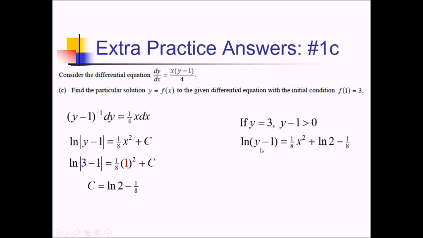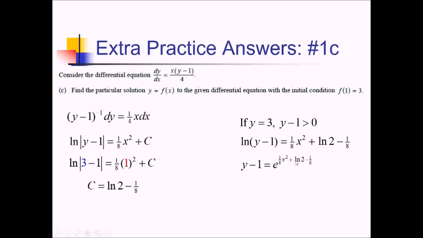Almost done. We still need to get y by itself, though. So let me raise e to both sides. So that'll give me y minus 1 on the left, and on the right, I've basically got e to all that stuff on the right. Now, before I solve for y, there's just one more thing I'm going to do to clean this up, and I'm not actually required to do this, but this is just to show you how answers are typically written.